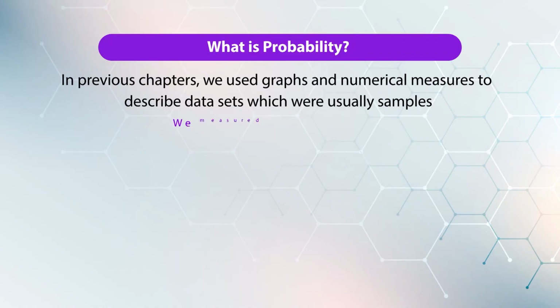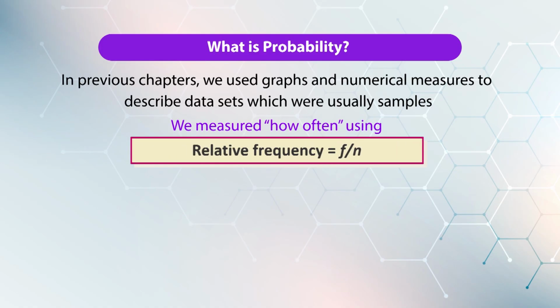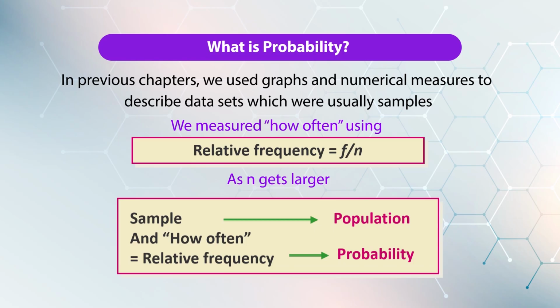This probability is going to play a very important role, because when you extract the sample, probability provides you a way to get the best results from that sample, so that whatever representation you have taken from the population gives a very clear picture. We measured how often using relative frequency, which is f/n, and as n gets larger, relative frequency works. So as far as probability is concerned, probability helps in getting the real results from the sample.